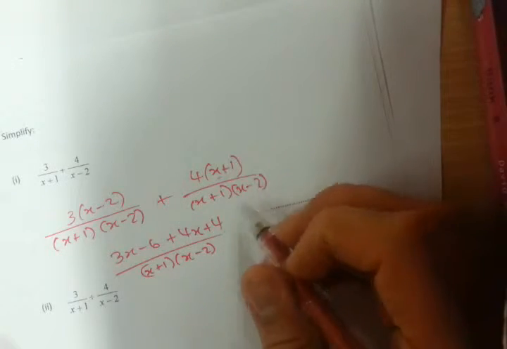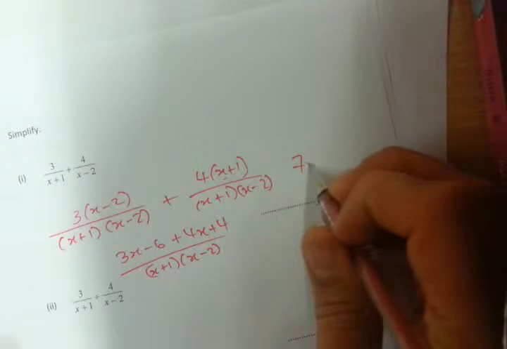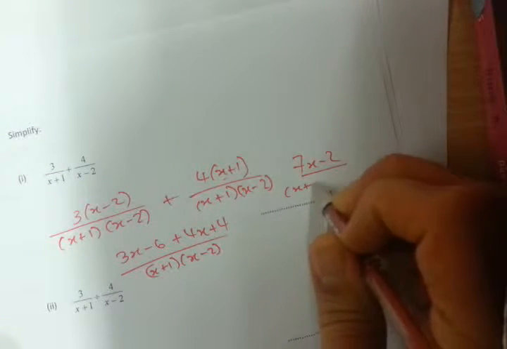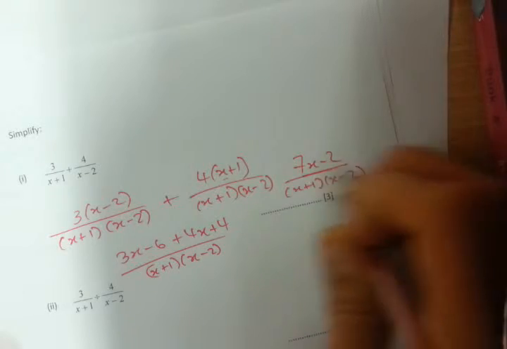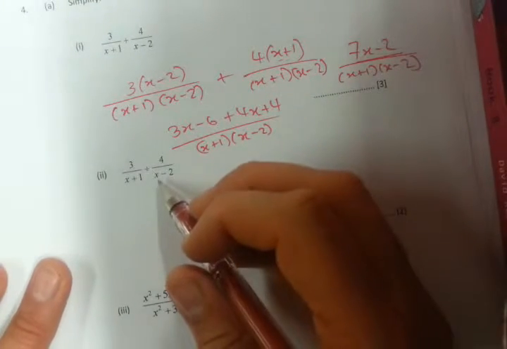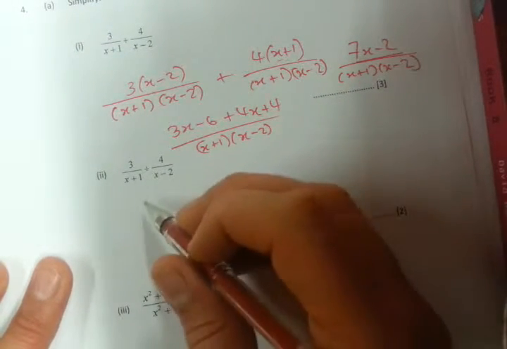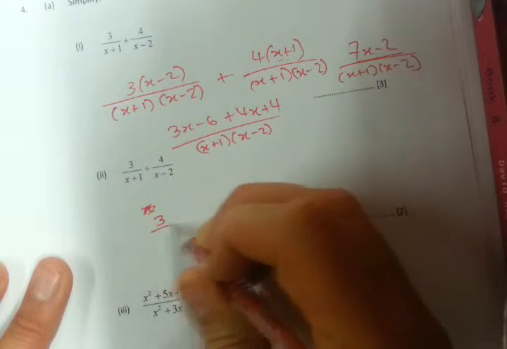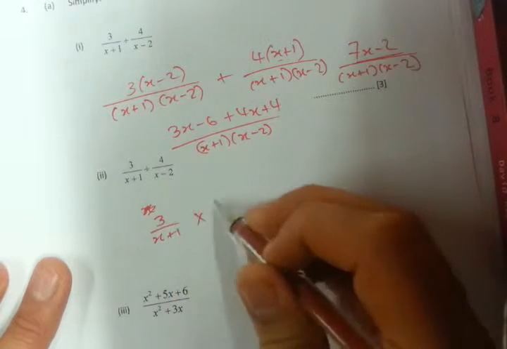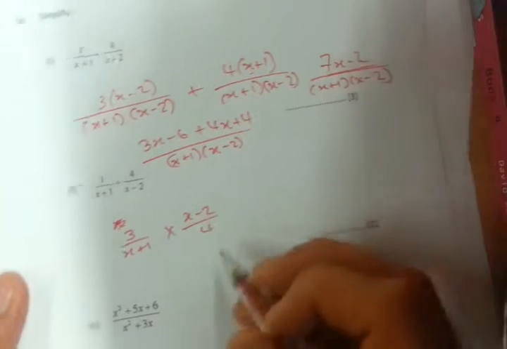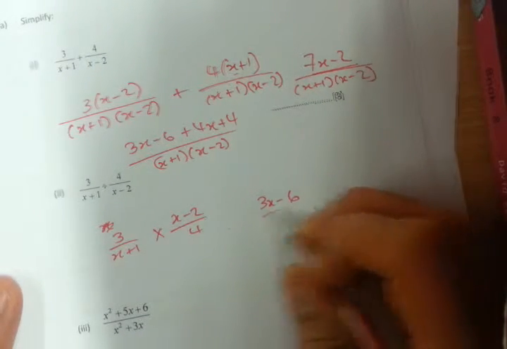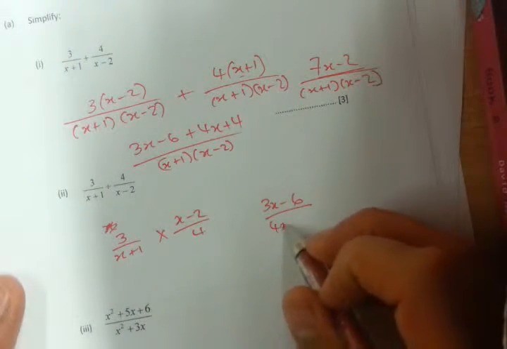3x plus 4x is 7x, minus 6 plus 4 is minus 2, so it's 7x minus 2 over x plus 1, x minus 2. When we divide, you flip the second fraction and multiply, so we get 3 over x plus 1 times x minus 2 over 4. 3 times x minus 2 gives us 3x minus 6, and 4 times x plus 1 gives us 4x plus 4.